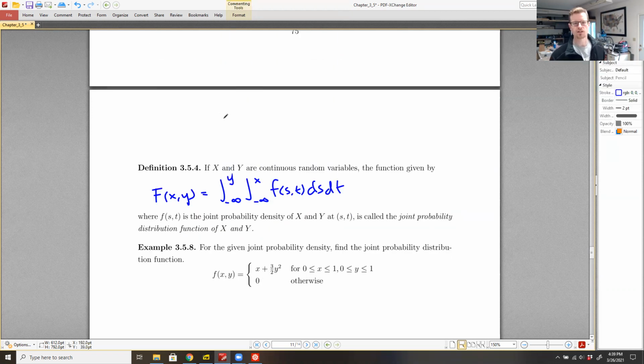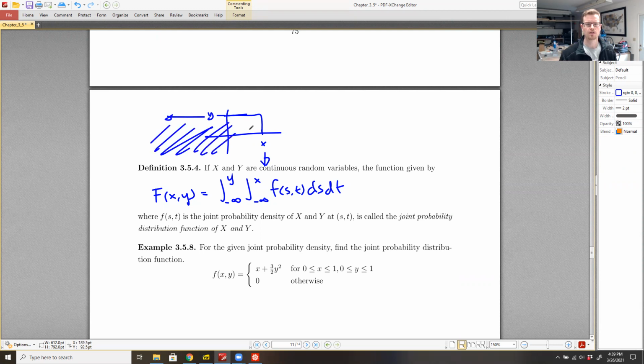If you wanted a nice picture, if you choose some particular x and some particular y, we are just looking at the probability that our random variable takes on any value inside this region. Okay, anywhere inside that region.